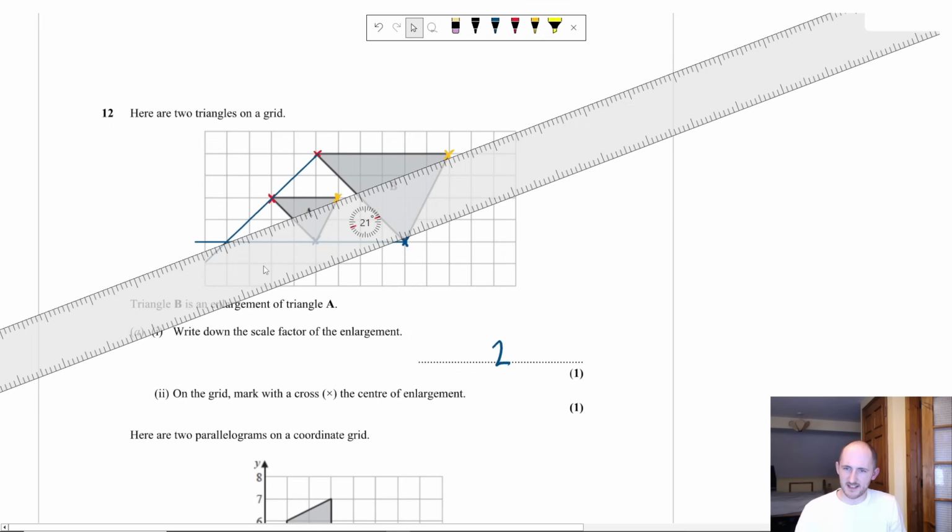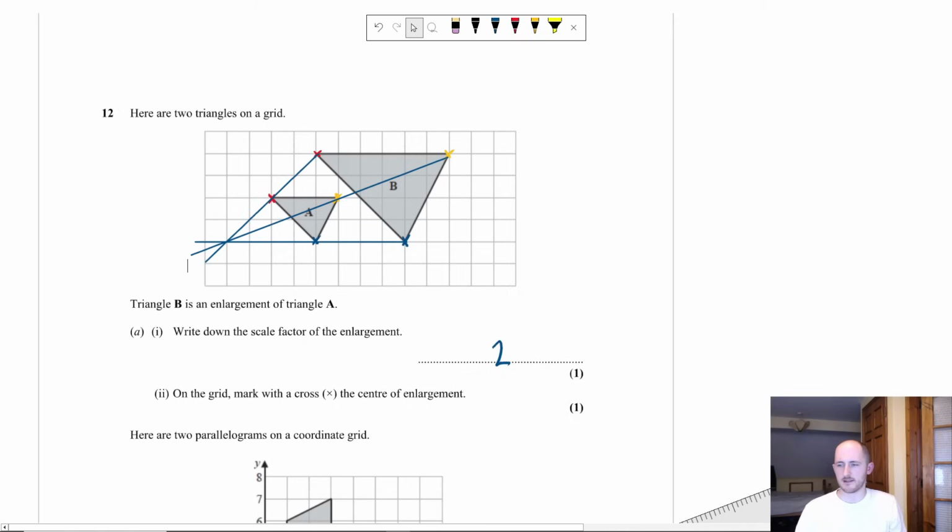Okay. Using a ruler on a computer is real fun, isn't it? Okay. It's not bad. It's terrible.